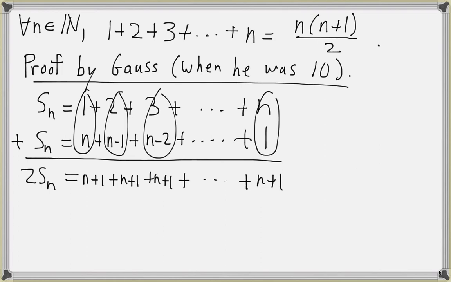So adding n plus 1 plus n plus 1 plus n plus 1 a total of n times can also be written as n times n plus 1. And if you notice, this is essentially the end of the theorem, because if we divide both sides by 2, we get that the sum of the first n integers equals n times n plus 1 over 2.